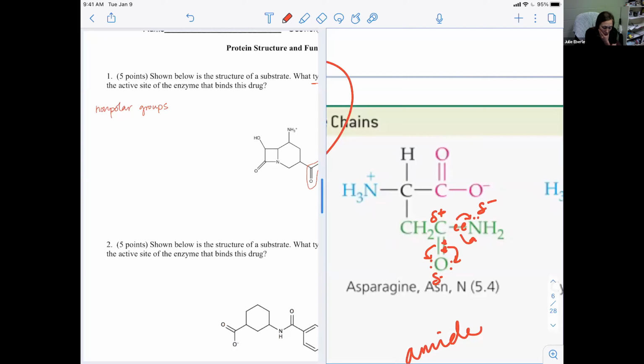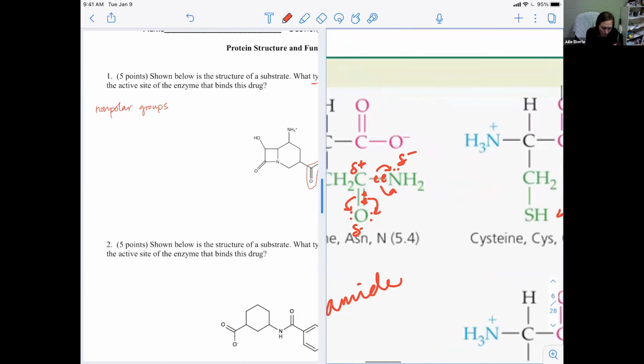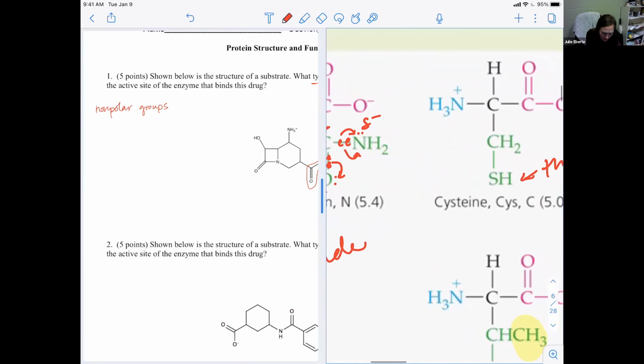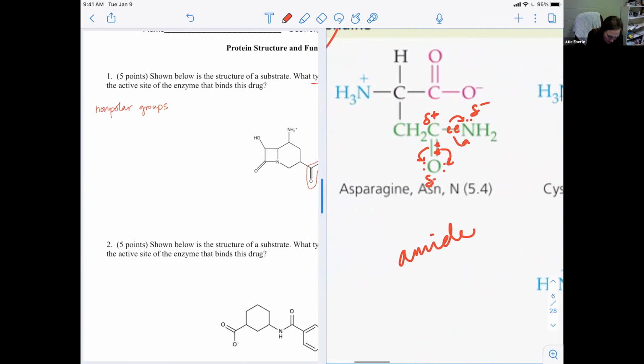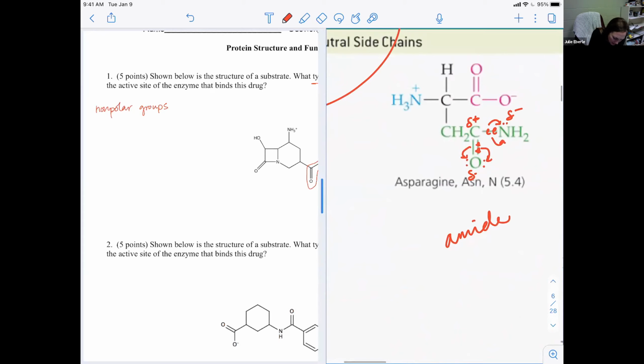So why can this interact with another polar group? Well, if we had cysteine here, well, cysteine's not a great example. Let's say we have tyrosine. Tyrosine has a side chain that looks like this. It's got an aromatic ring.